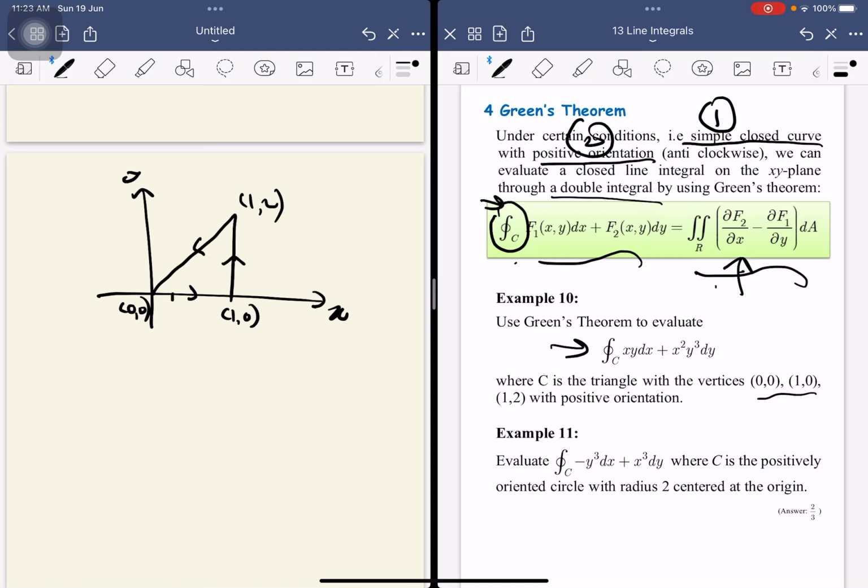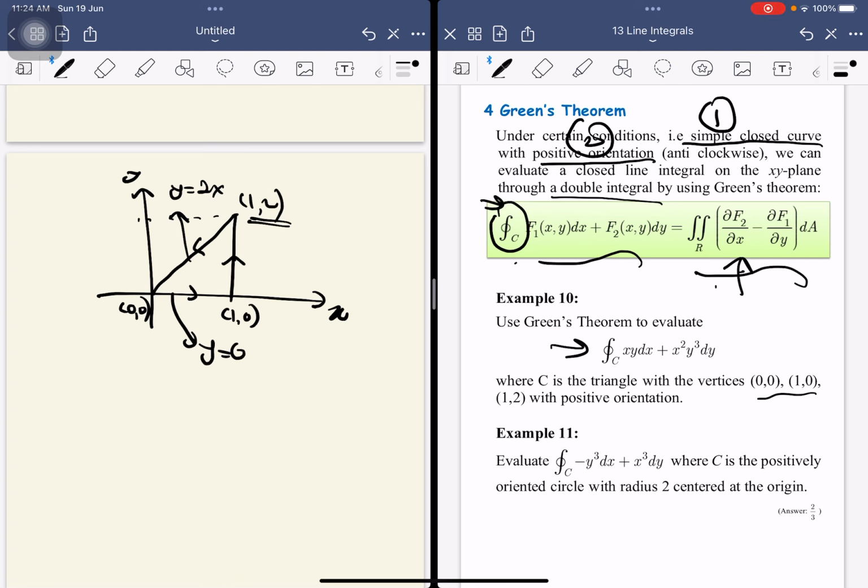So we know that this one is y equal to 0, and then this one is going to be y equal to 2x. Where is this one coming from? Because of this point. So you're going to get this one.